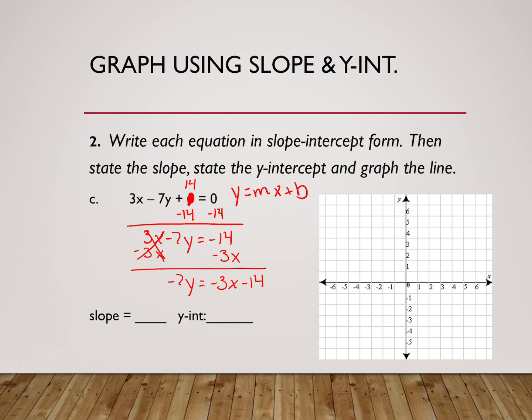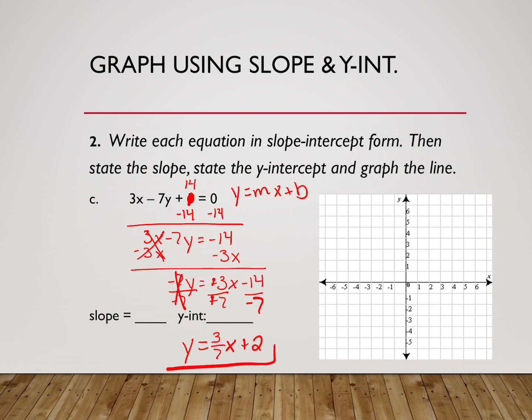Notice in slope-intercept form, the x is always written first. Then I need to get the y by itself. I need to divide everything by a negative 7. So when we do this, these negative 7's cancel. I'm just going to come down here. So y equals 3 divided by 7, I can't do it, but a negative over a negative makes this a positive. So this would become 3 over 7x. Negative 14 divided by negative 7 would become plus 2.